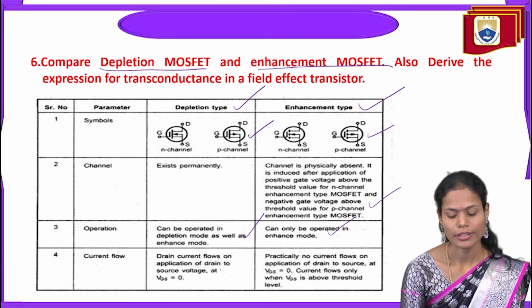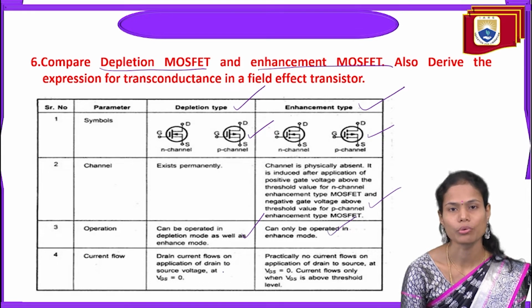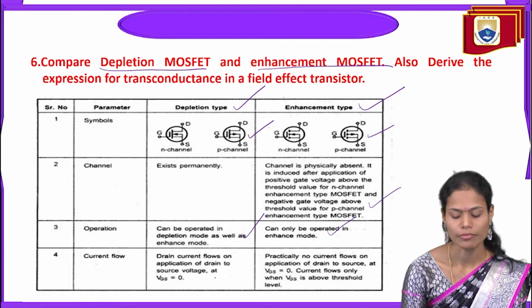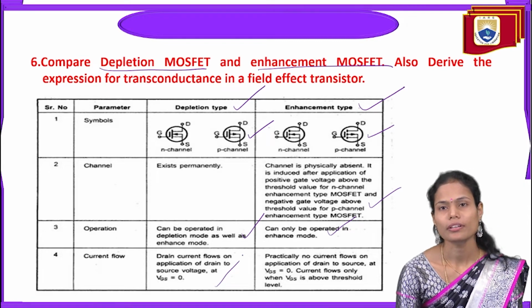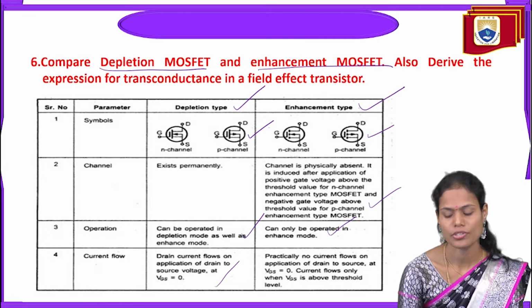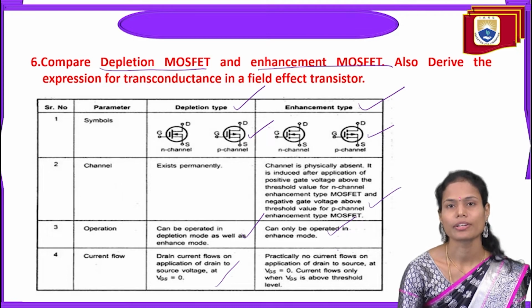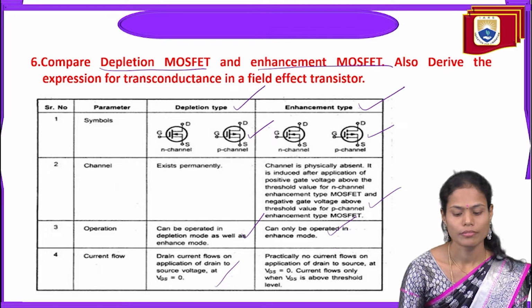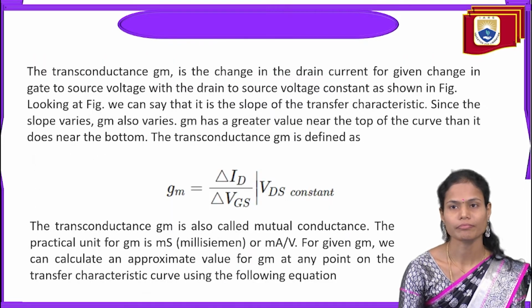Drain current flows whenever the drain to source voltage is applied, even when VGS is 0. In the case of enhancement type, no practical current flows on the application of drain to source voltage at VGS equal to 0. Current only flows when the VGS voltage is greater than the threshold voltage in the case of enhancement MOSFETs. These are the different comparisons between the depletion type and enhancement type MOSFETs.